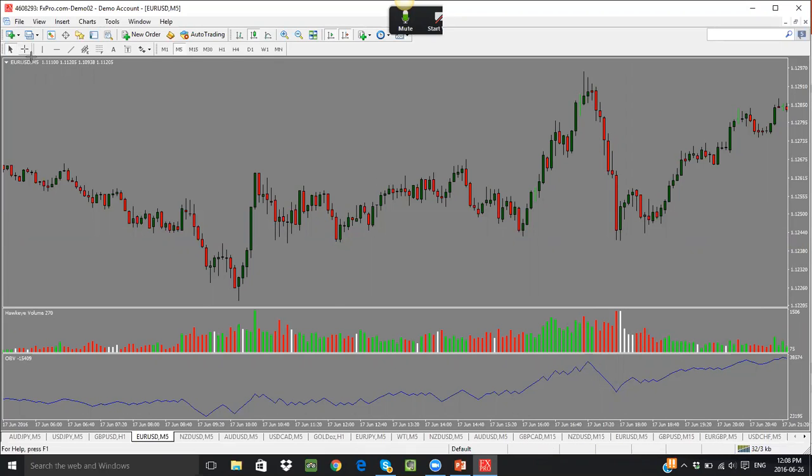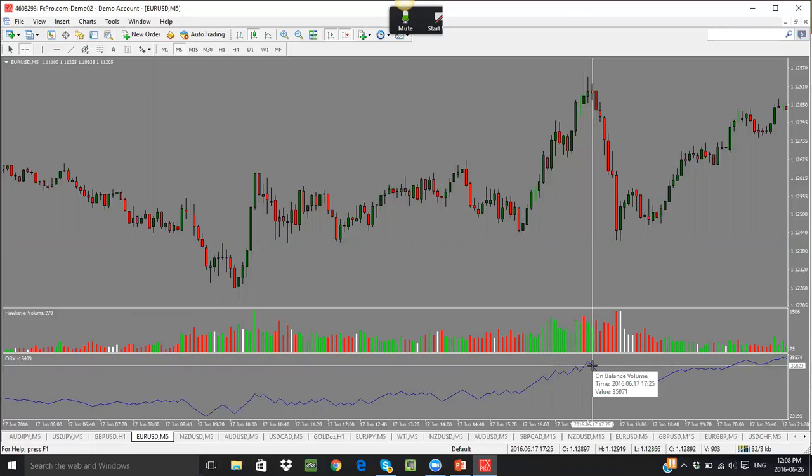So the way you confirm with on-balance volume is you want your on-balance volume to be going up as the price is going up. And when the price is coming down, you want your on-balance volume to be coming down. So here we have price struggling at the top, right? And as you see here, volume is struggling as well. It's decreasing. So this will be a good indicator that the price is likely to turn.